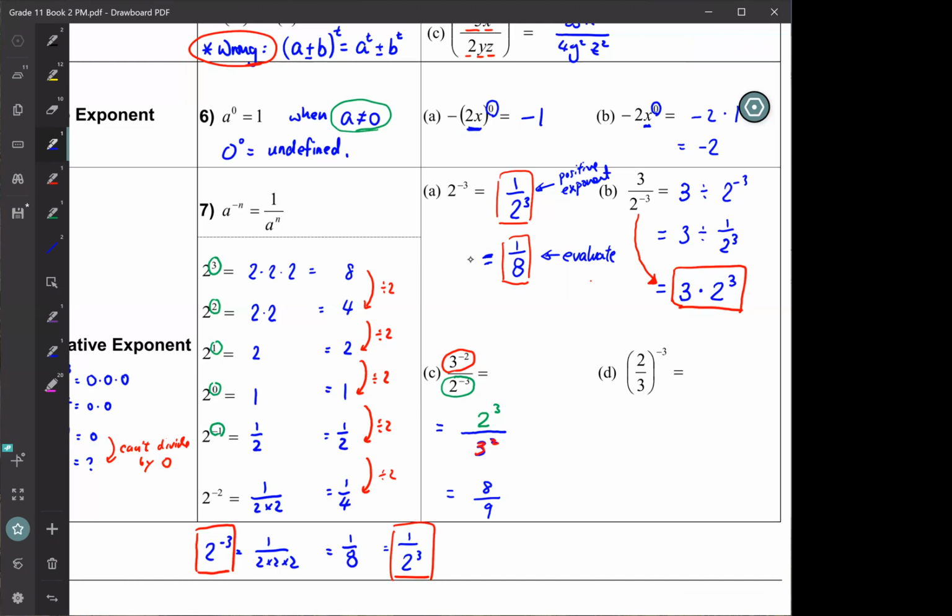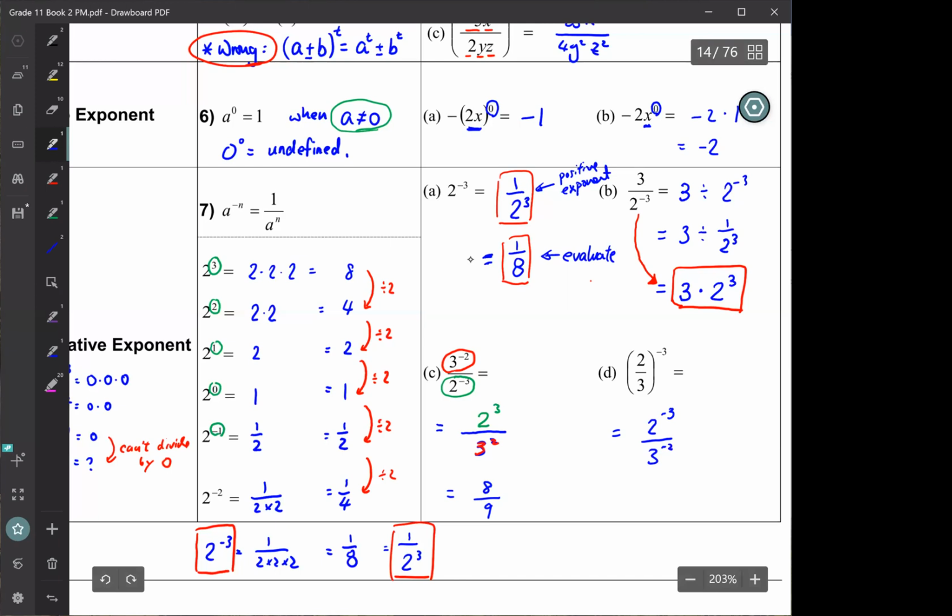Right, what about question D? Anyone wants to try? Okay, Chris, how do we do D? You distribute that. Yeah, very good. Distribute, right? So what do I write? 2 to the power of negative 2 to the negative 3, and then? Sorry, I can't hear you. Over 3 to the negative 3. Yep, 3 to negative 3.